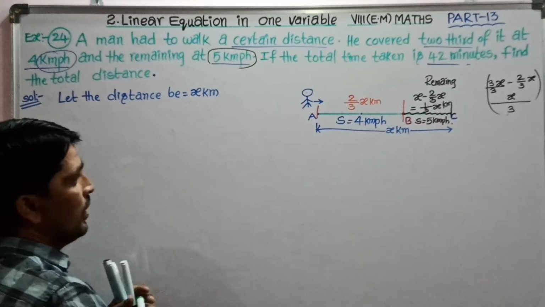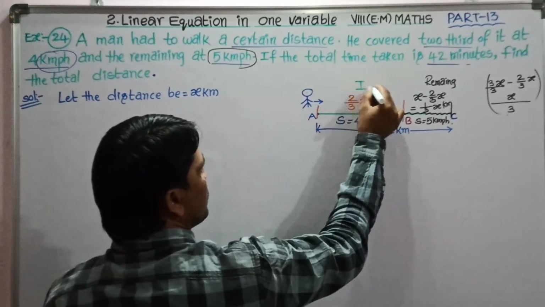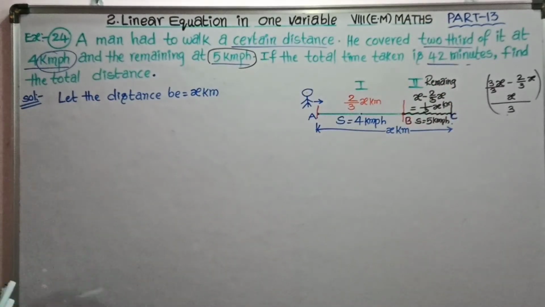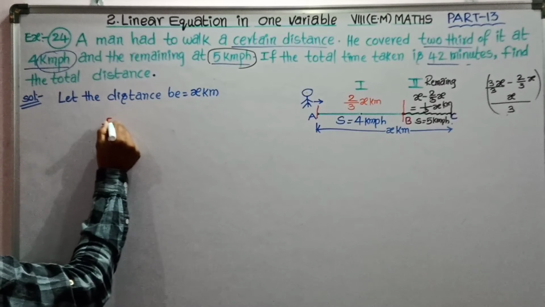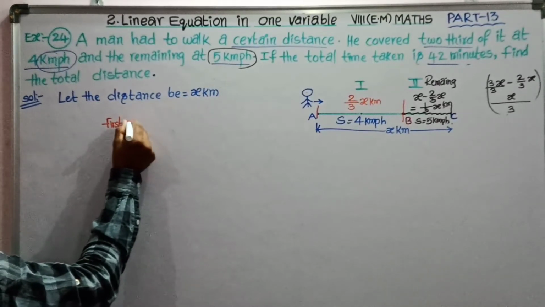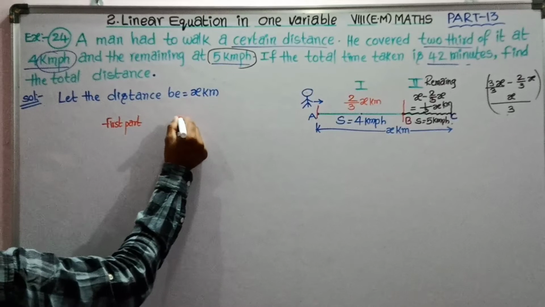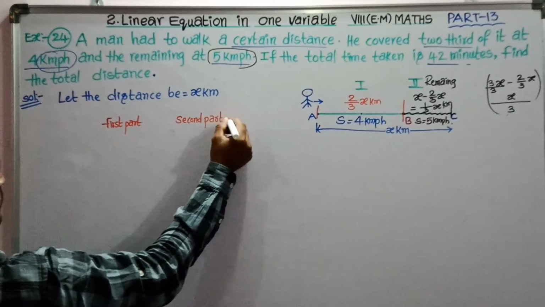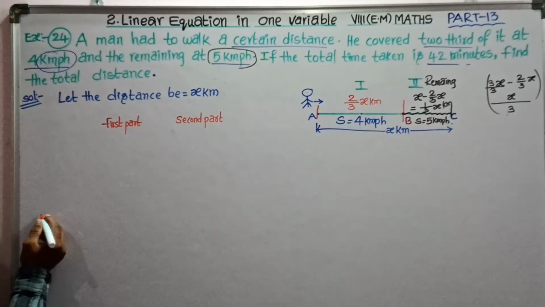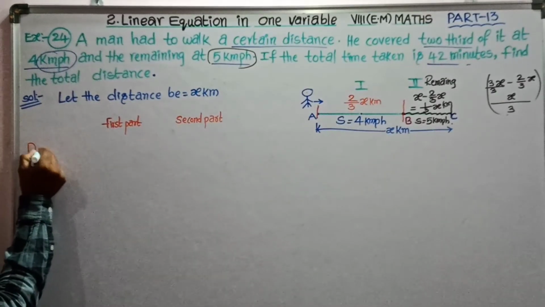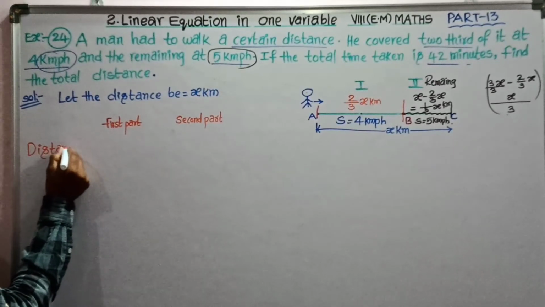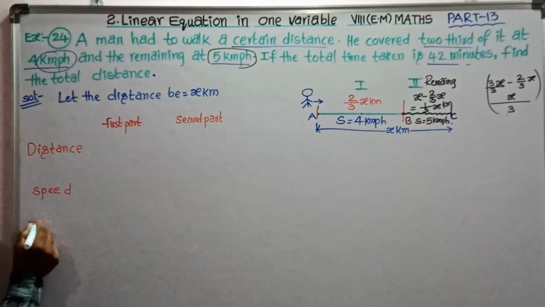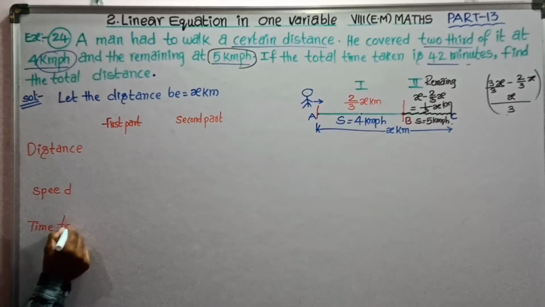Let us suppose it is the first part and the second part of the total distance. Yes, let us make a table. First part of the distance, second part of the distance. Now, distance, speed, and then time taken.